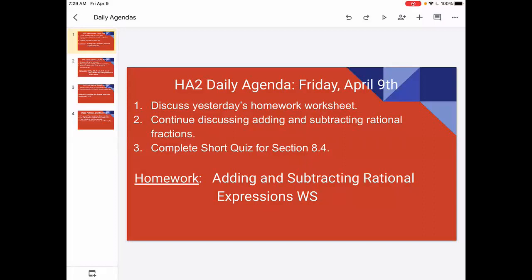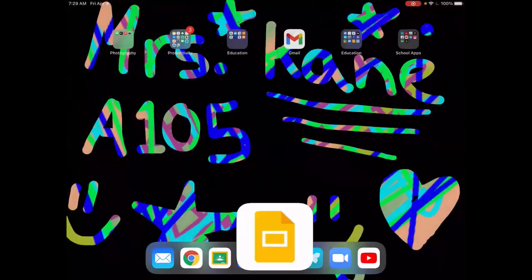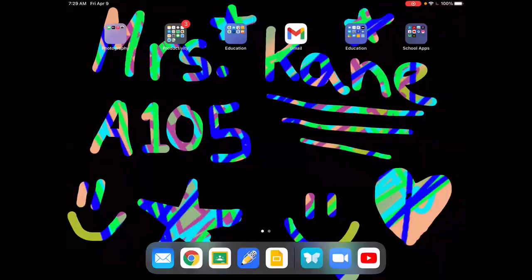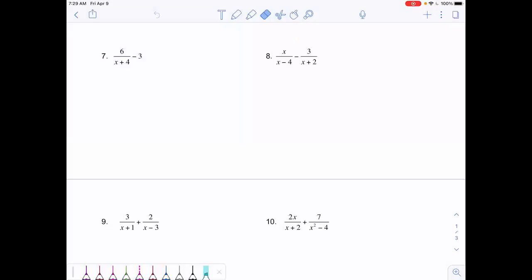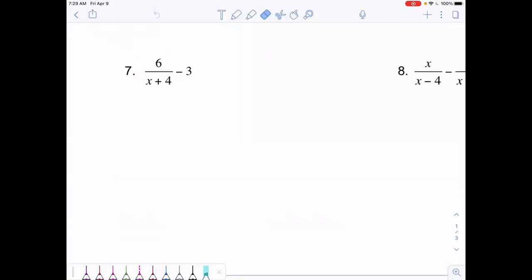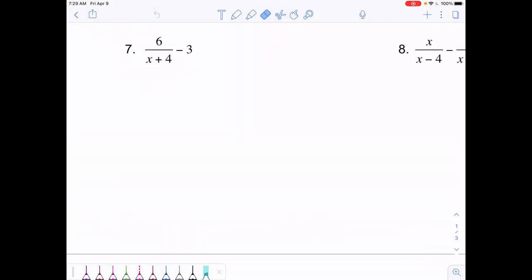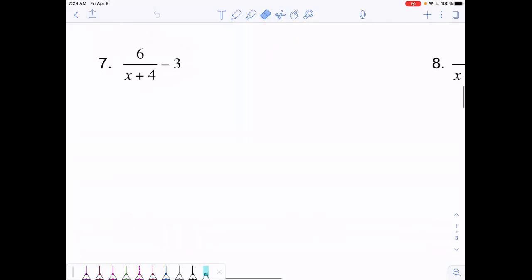So let's look at that worksheet. We're going to start at number 7, and then we'll look at 11. 7 and 11, they sound nice together today.